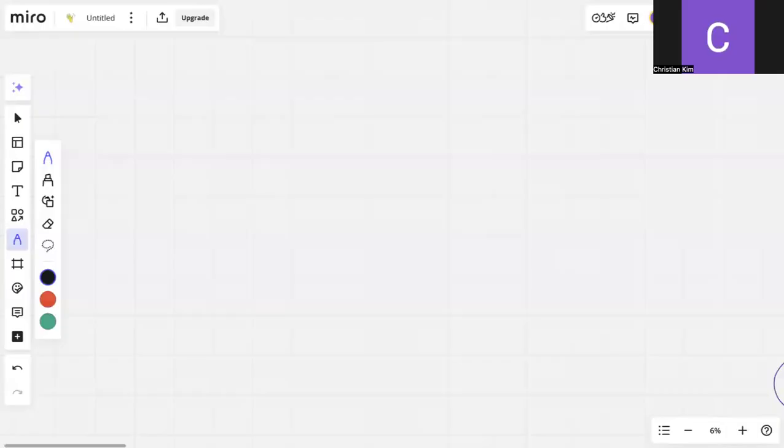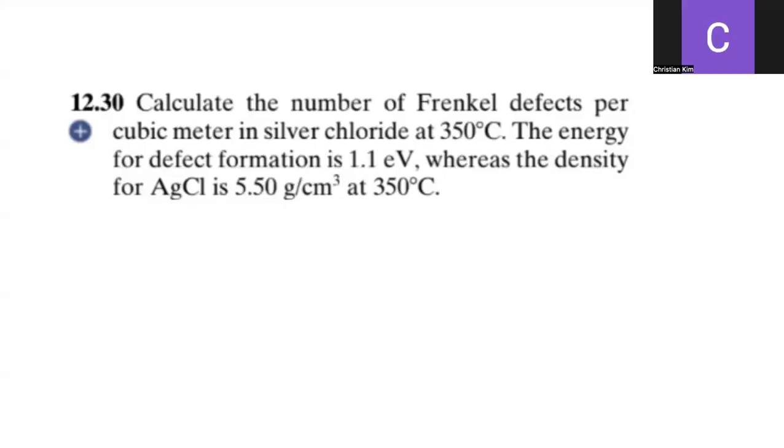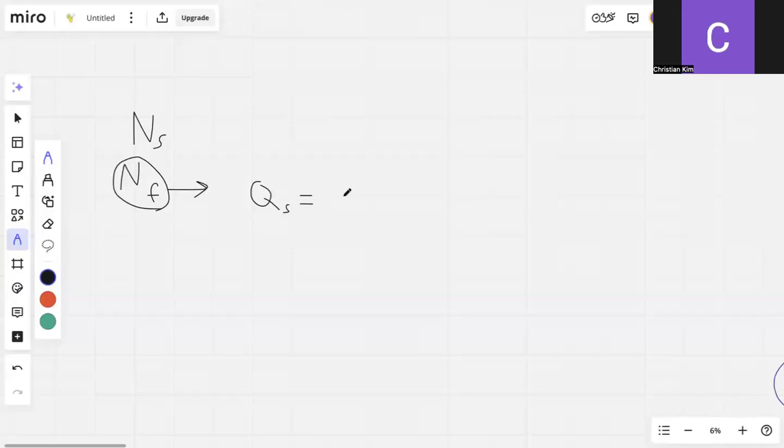So it's essentially the same thing as the very first example problem, except we're just working with different numbers. And the main difference between NS, so the equation for NS, and NF, which is the number of Frenkel defects, is that the number of Frenkel defects is going to have a different Q value, because the energy of forming a Frenkel defect as opposed to a Schottky defect changes. So it's not the same. So in this case, it's going to be, what was it? 1.1 electron volts.